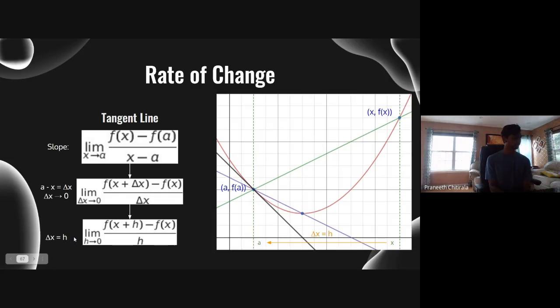And if we set the change in x as the letter h, then we can substitute h for the change in x, and you just get the limit as h approaches 0 of f of x plus h minus f of x all over h. So we will be using this definition as the slope of a tangent line of a function.